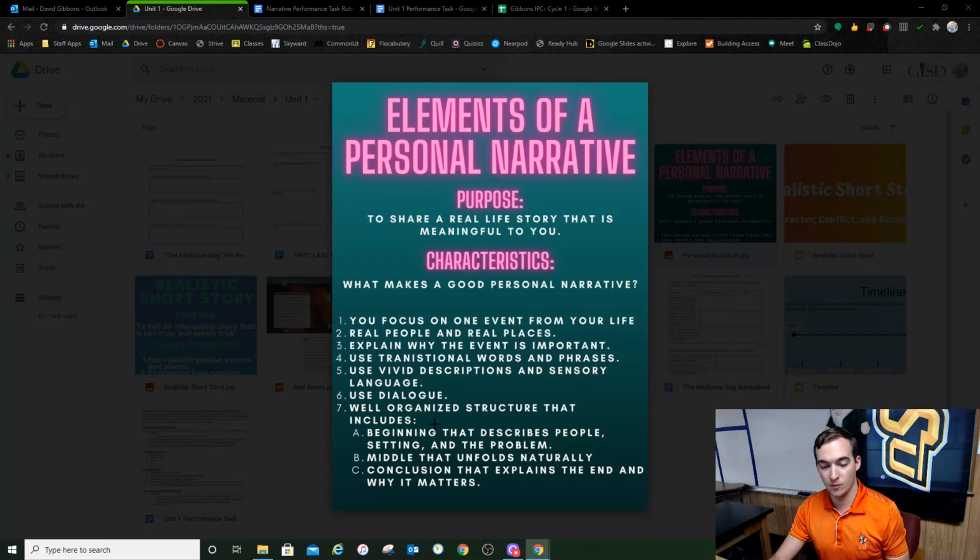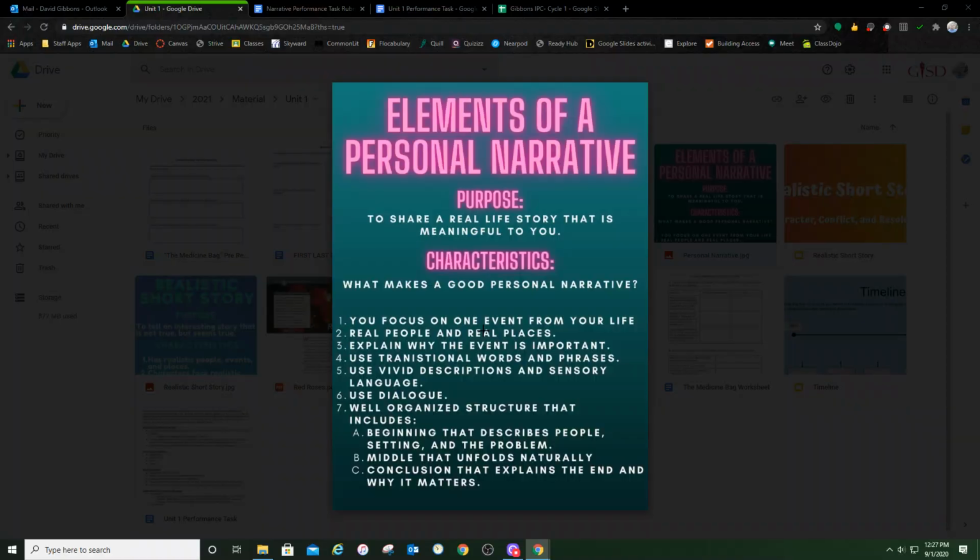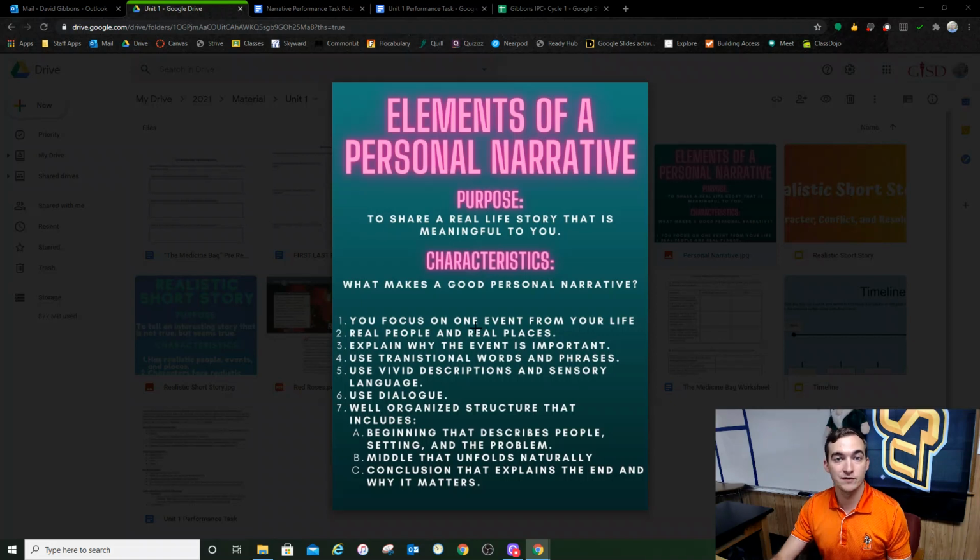So number 1, it needs to be focused on one event. That's super important. This is not a diary. It's not a biography or an autobiography. This is not you telling me your life story. This is one event from your life that you feel is important that you want to share with me, the reader, okay? One event that you pick.